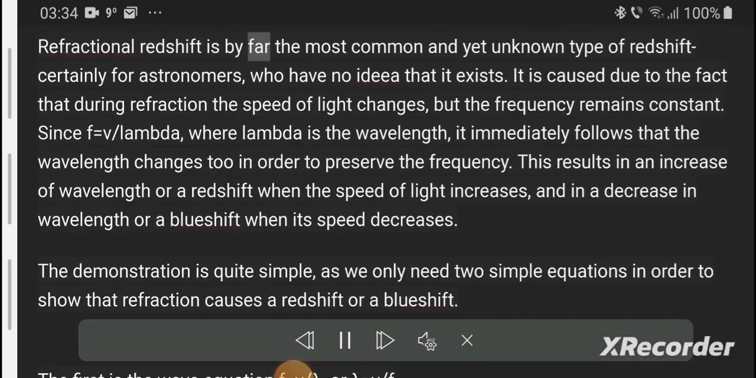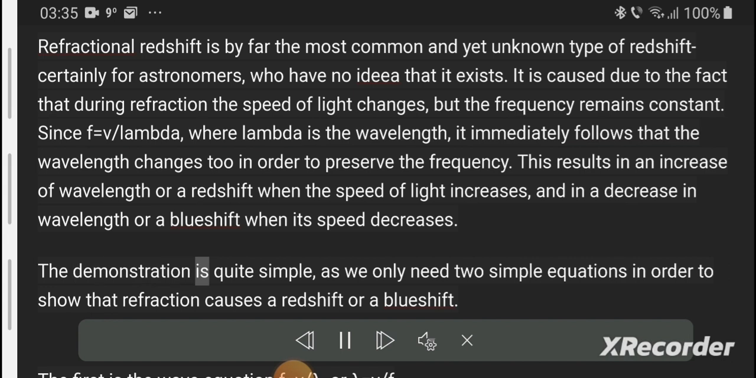Refractional redshift is by far the most common and yet unknown type of redshift, certainly for astronomers, who have no idea that it exists. It is caused due to the fact that during refraction the speed of light changes, but the frequency remains constant. Since f equals v lambda, where lambda is the wavelength, it immediately follows that the wavelength changes too in order to preserve the frequency. This results in an increase of wavelength or a redshift when the speed of light increases, and in a decrease in wavelength or a blueshift when its speed decreases.